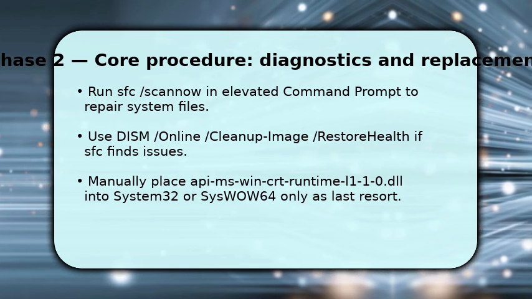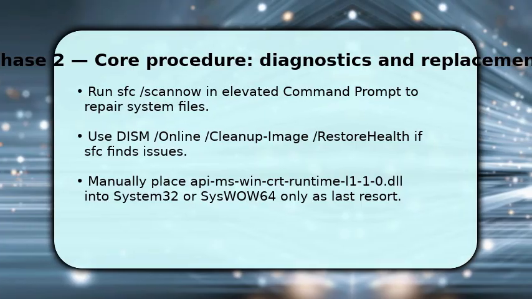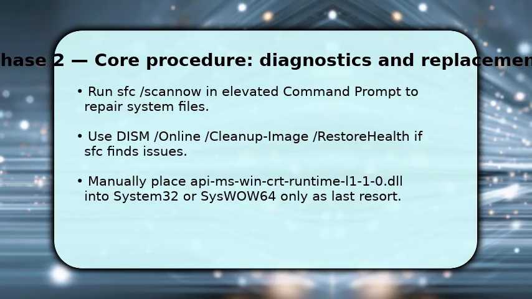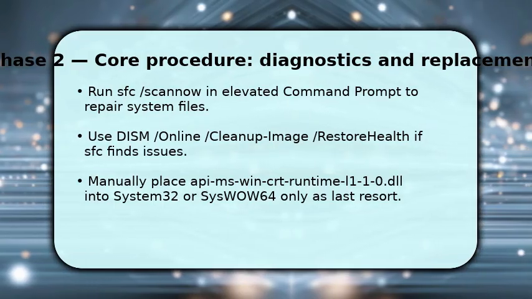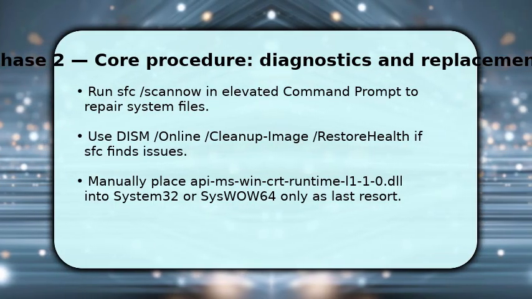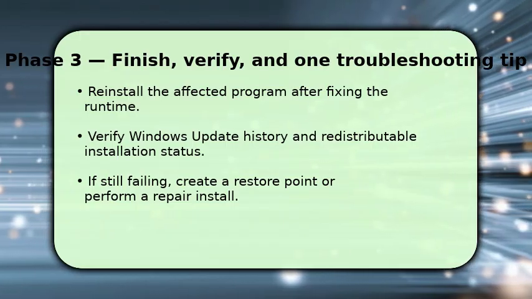As a last resort, you can responsibly obtain the api-ms-win-crt-runtime-l1-1-0.dll from a trusted source and place it in. Once the runtime is restored, uninstall then reinstall the program that threw the error. This ensures its installer hooks are correct.